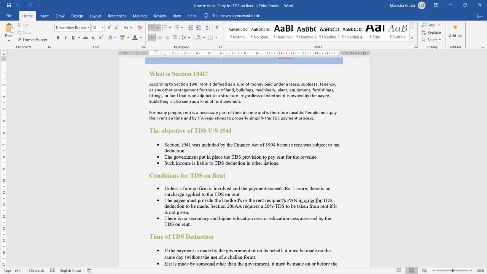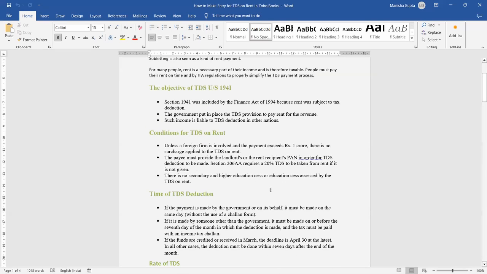Some income is liable to TDS deduction in other nations also. Condition: when we have to deduct TDS on rent, unless a foreign firm is involved and the payment exceeds 1 crore, there is no surcharge applied to the TDS on rent. Means if you have a foreign firm and the payment exceeds 1 crore, then there is no surcharge applied on TDS on rent.